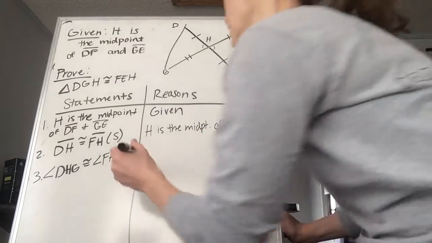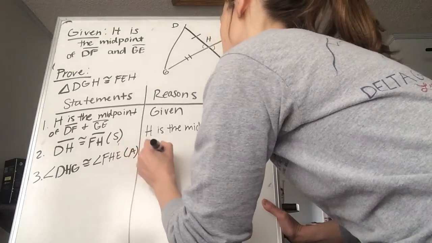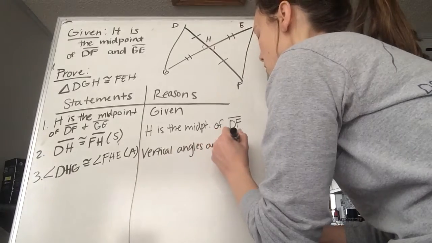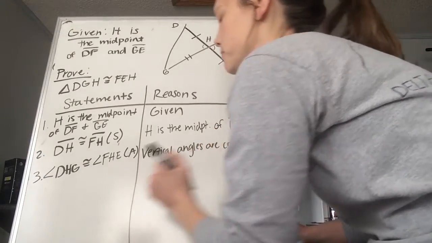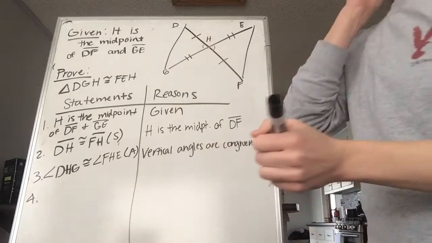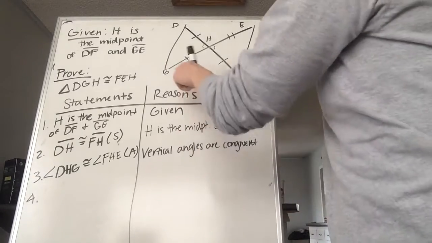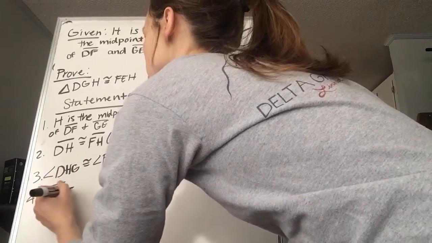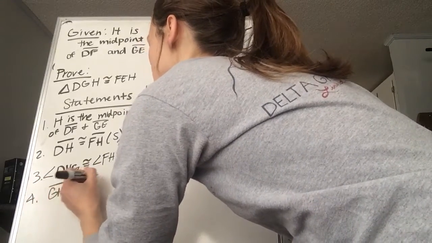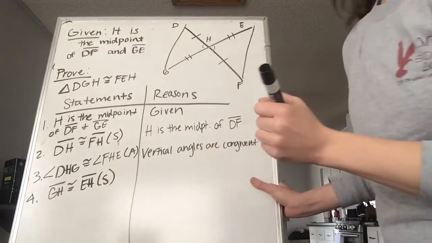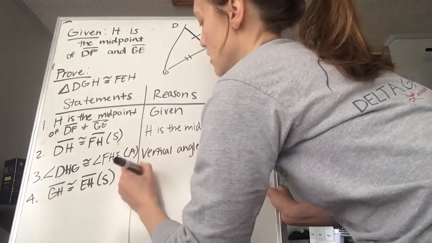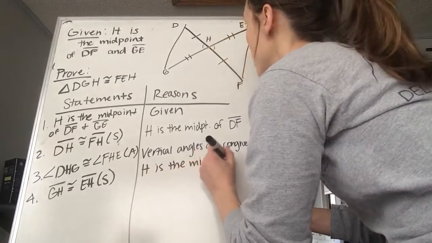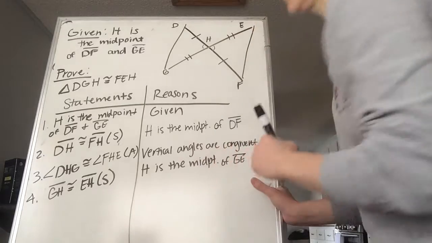And the reason we can say that is vertical angles are congruent. Okay, so our other side, we can say that GH is congruent to EH. So line segment GH is congruent to line segment EH, which is our other side. And the reason is because H is the midpoint of GE. So making those equal.